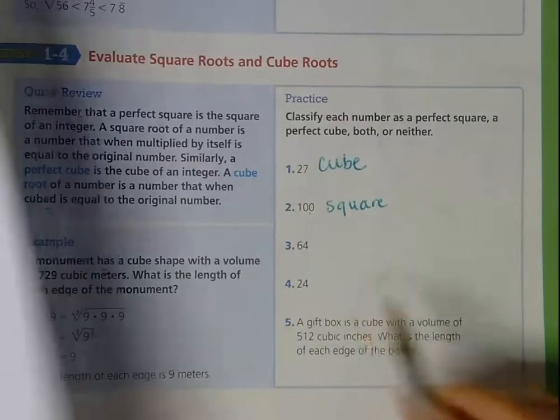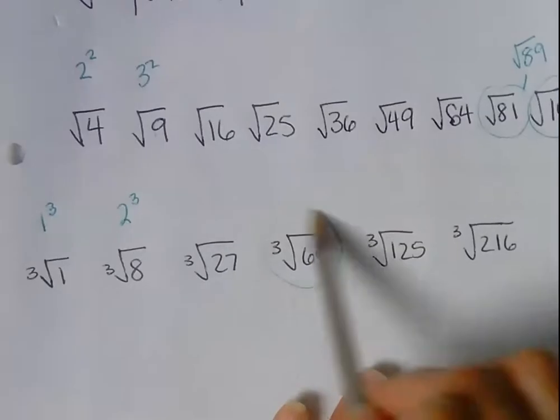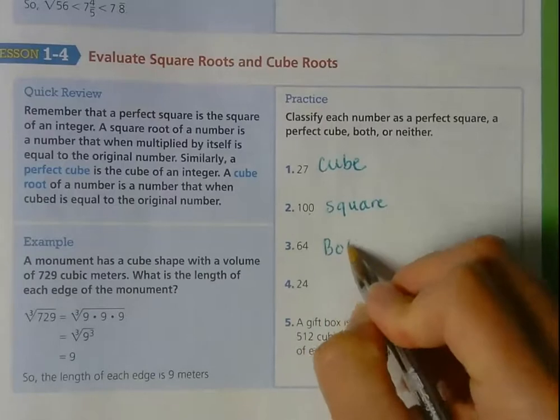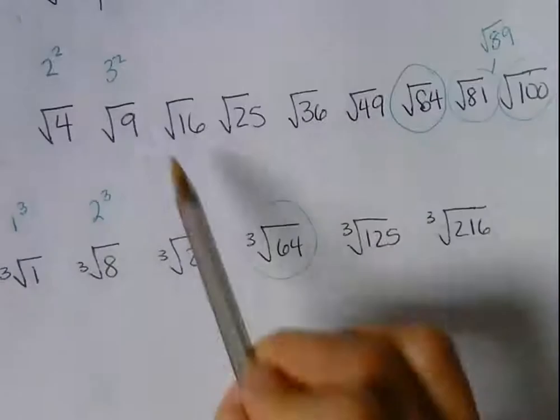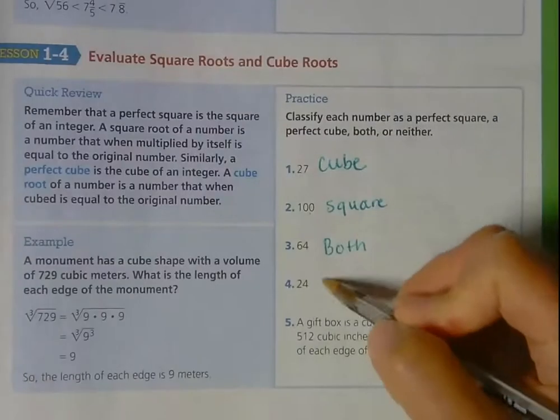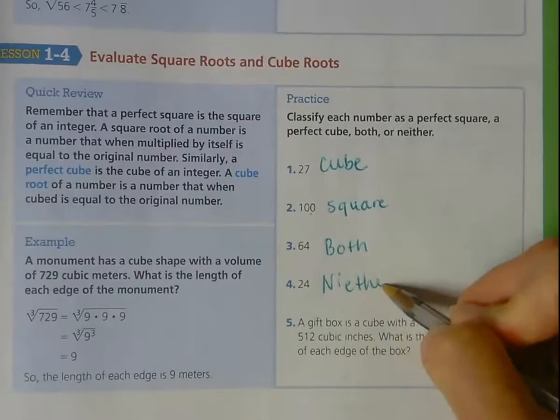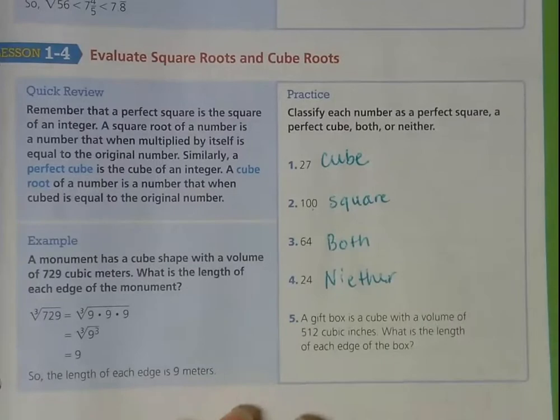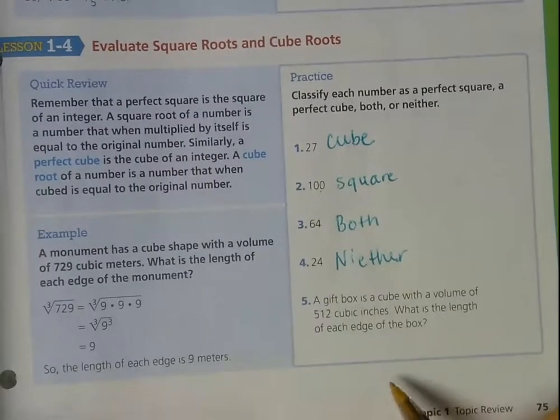Okay, 64. So you see here's 64 here, here's my 64 here. So this one is going to be both. And then 24. That one is going to be neither. And again, by the time you're checking these, you should already have them done. I forgot to remind you of that, but please make sure that you have them done before you check your answers.